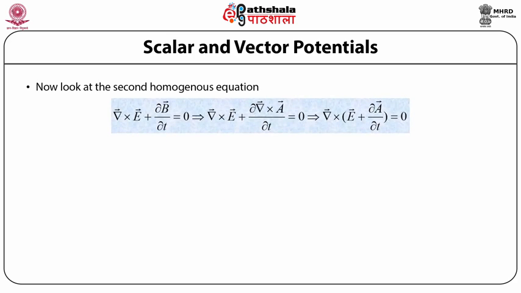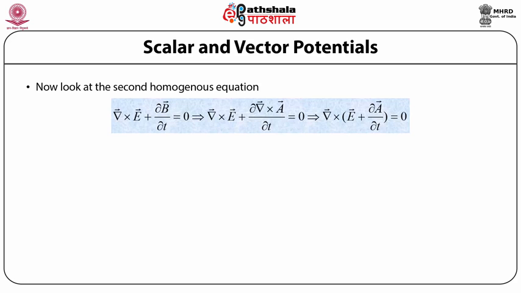Now let us look at the third of the Maxwell's equations, which is that the curl of the electric field vector E plus the time variation of the magnetic field induction vector B is equal to 0. In this equation, when we substitute for the value of the magnetic field induction vector in terms of the vector potential, then the equation turns out to be curl of the electric field vector E plus del by del t of curl of the vector potential A is equal to 0.